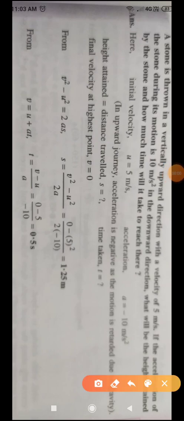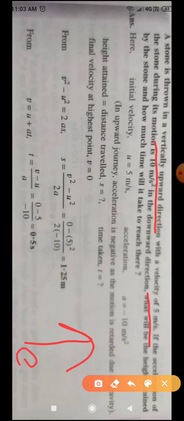Today we are going to discuss a numerical on the basis of the motion chapter. In this numerical, they have explained that a stone is thrown vertically upward. Vertically upward means upside, with a velocity of 5 meter per second from the initial point. The velocity of the body was 5 meter per second, so the velocity of this stone is indicating u.